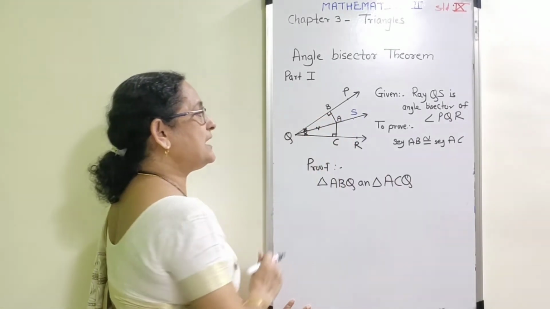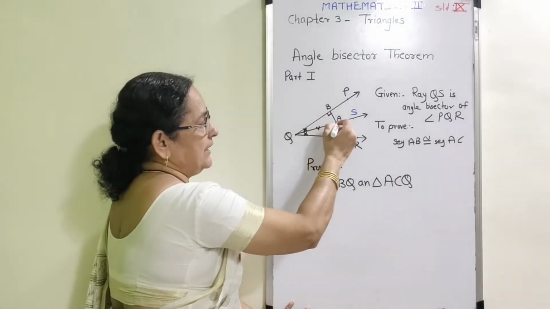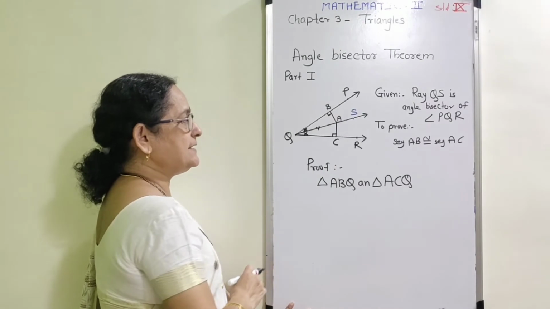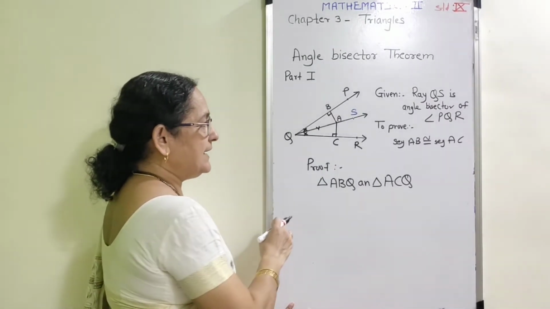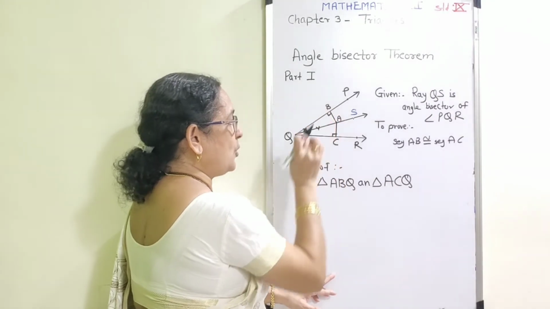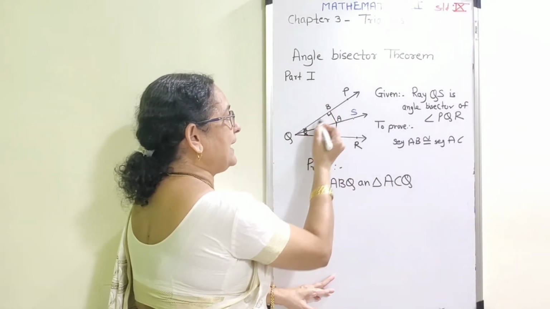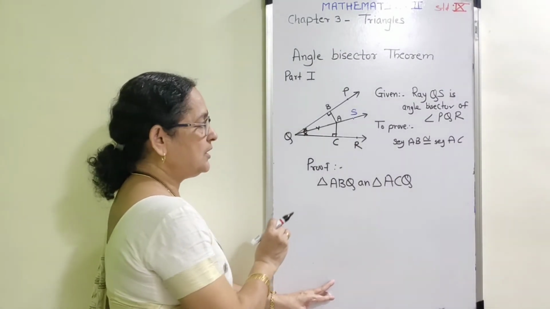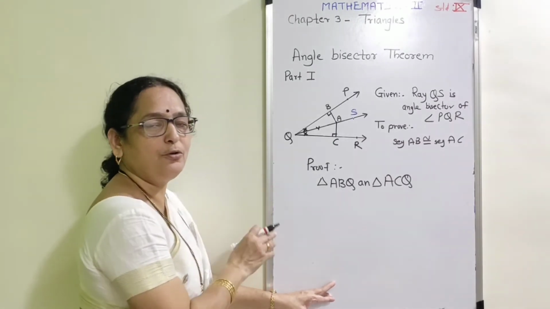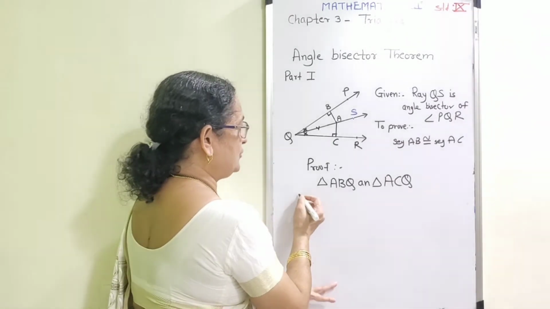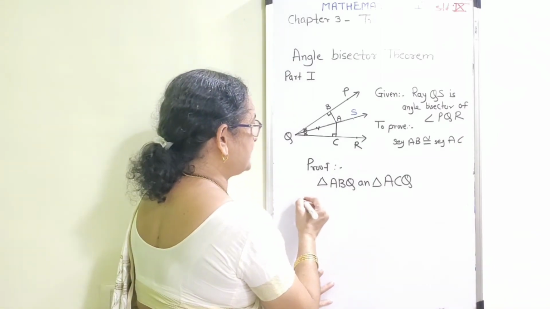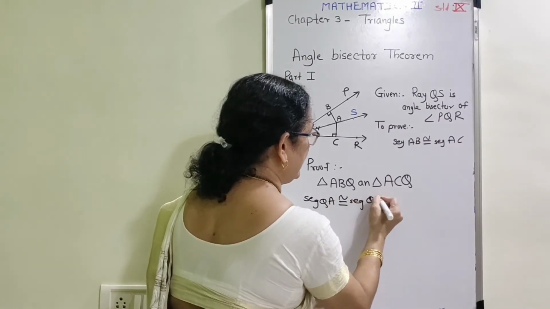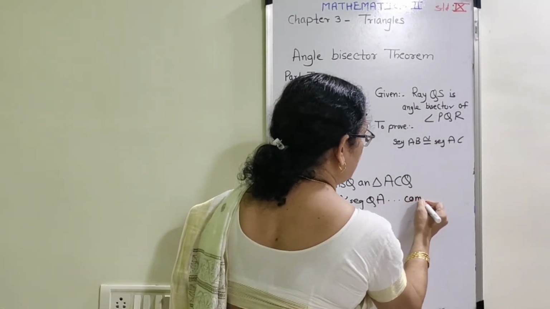Also, angle B and C are congruent to each other since we have taken in construction that AB is perpendicular on QP, also AC is perpendicular on QR. And that's why the two triangles are congruent to each other by side angle test. This test is not mentioned in our textbook, but it is one of the tests of the congruency of triangles. Now I am going to write the proof. Here the first step is segment QA is congruent to segment QA, which is said to be common side.